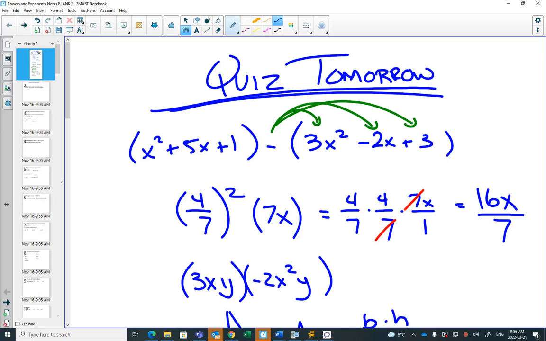Yes? Okay. Multiplying monomials. How do you multiply monomials? Multiply the numbers. 3 times negative 2 is negative 6. X times x squared. How many x's would we have all multiplied together? 3 of them, so we write an exponent of 3. And a y times a y? Y squared, because you'd have 2 y's multiplied by itself.